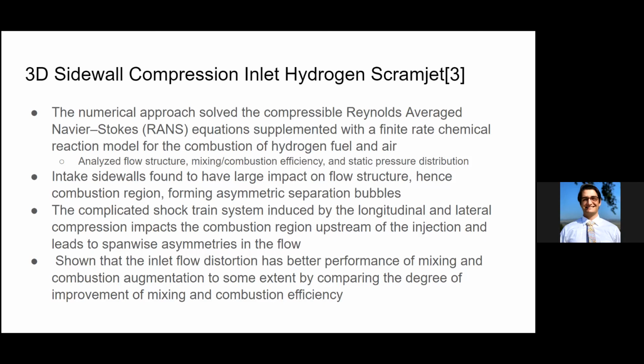They found that intake sidewalls have a large impact on the flow structure here, hence the combustion region forming asymmetrical separation bubbles. The complicated shock train system induced by the longitudinal lateral compression actually impacts the combustion region upstream of the injection and leads to asymmetries in the flow. And this entire thing has shown that the inlet flow distortion has better performance of mixing and combustion augmentation to some extent, by comparing the degree of improvement of mixing and combustion efficiency.